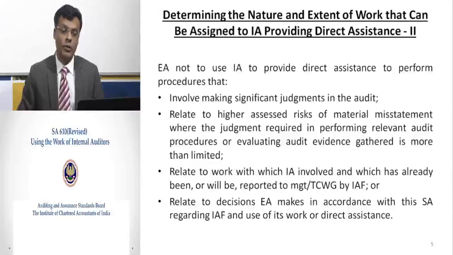The external auditor should not use the internal audit to provide direct assistance to perform procedures that involve significant judgments, as we discussed earlier, that relate to higher assessed risk of material misstatements, that relate to work in which the internal auditor is involved and which has already been or is being reported to the management or to those charged with governance, or that relate to decisions the external auditor has to make in accordance with this auditing standard.